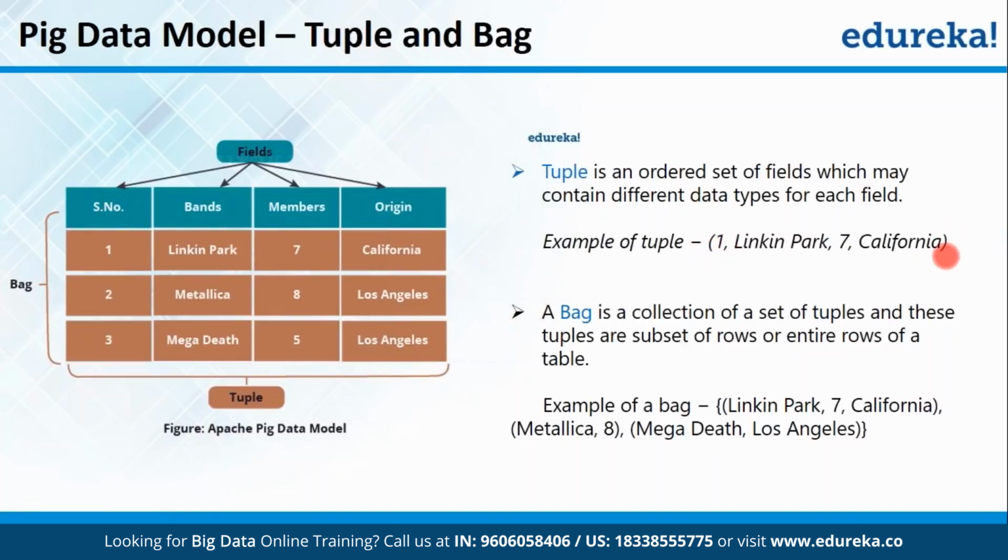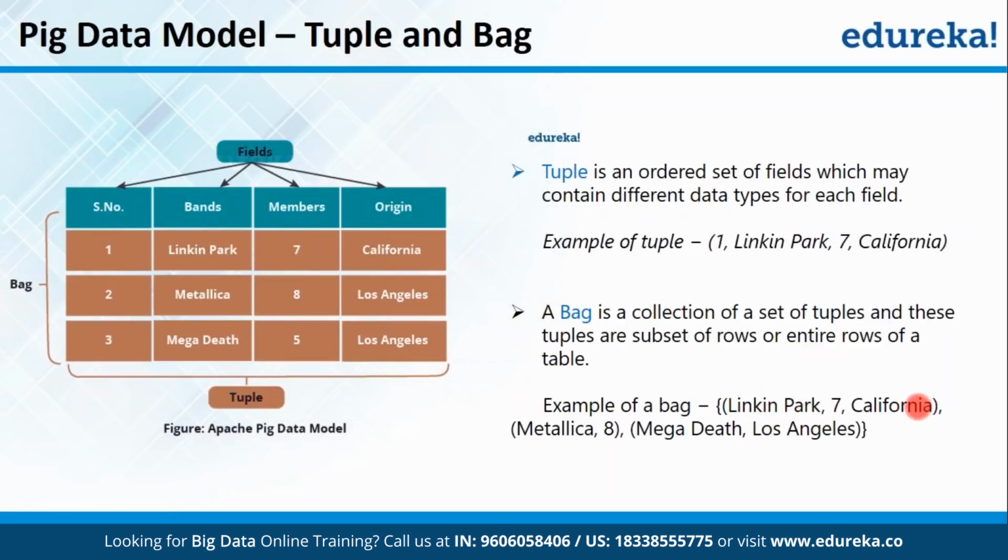The next is a bag. A bag is nothing but a collection of tuples. It could be one tuple, two tuples, or it could be multiple tuples. It could be an entire row or a subset of rows. So let's look into the example. First of all, a bag is represented by curly braces. As you can see right here, this is the opening curly brace which represents the start of the bag, and there's an ending curly brace which represents the end of the bag. Within this you can see there are multiple sets of parentheses which are nothing but tuples.